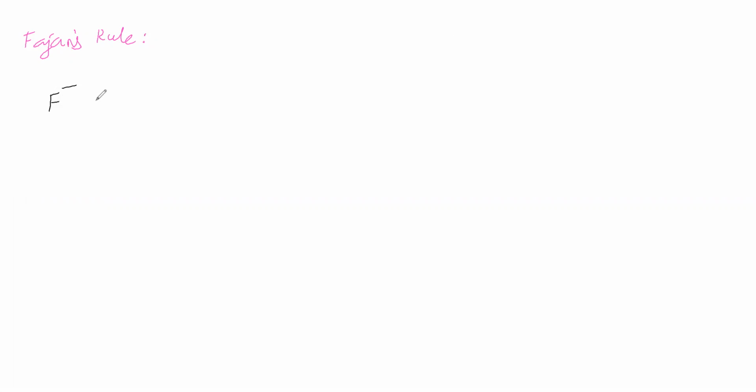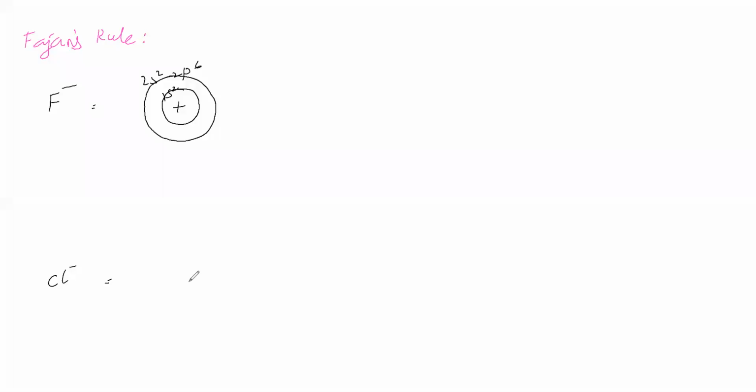F minus electronic configuration. If you see nucleus, 1s2, 2s2, 2p6. This is F minus. Then we will take Cl minus.